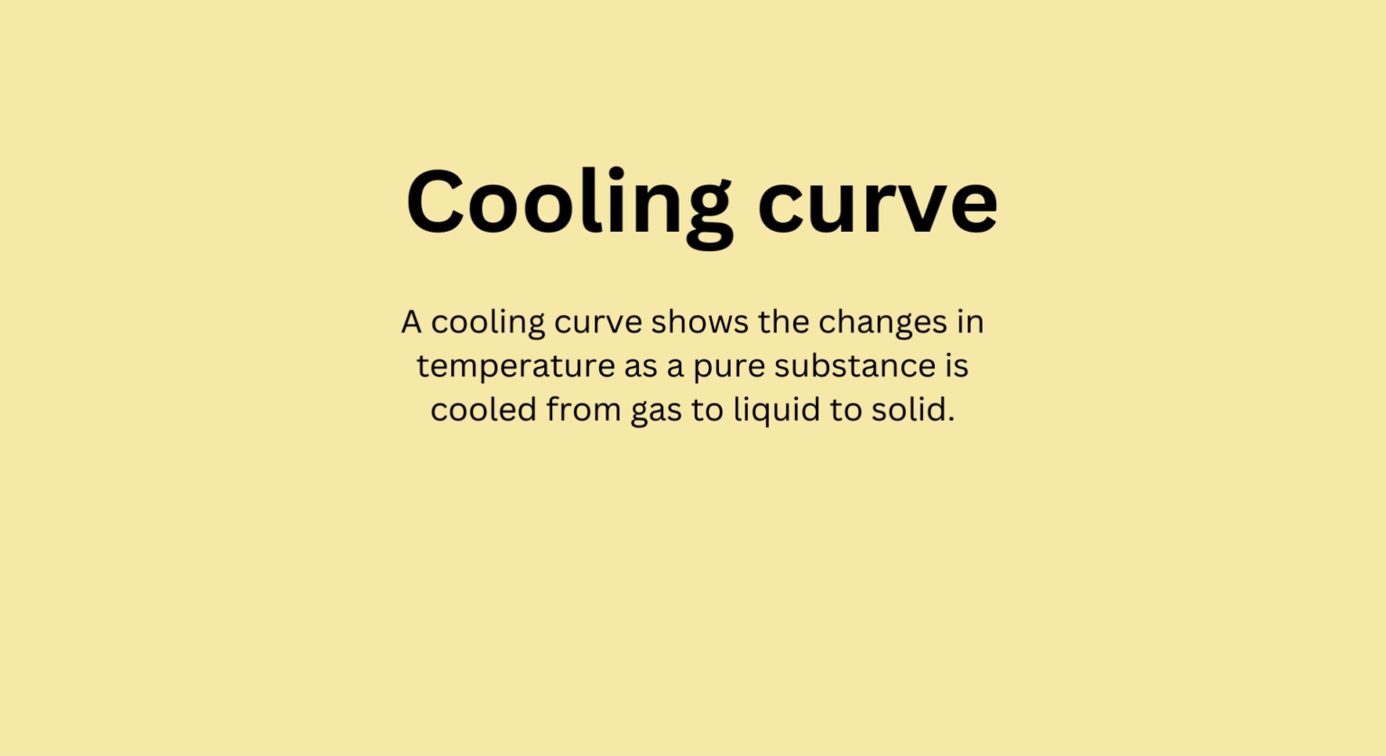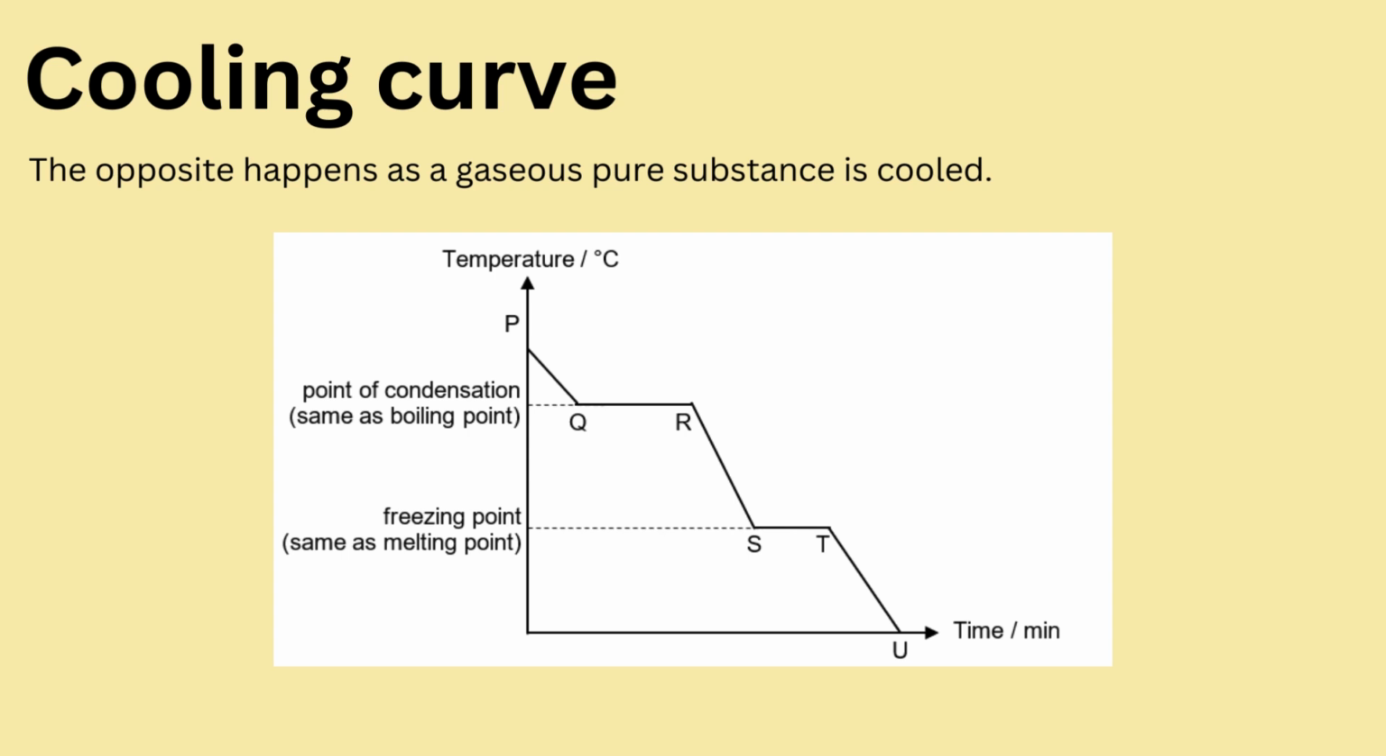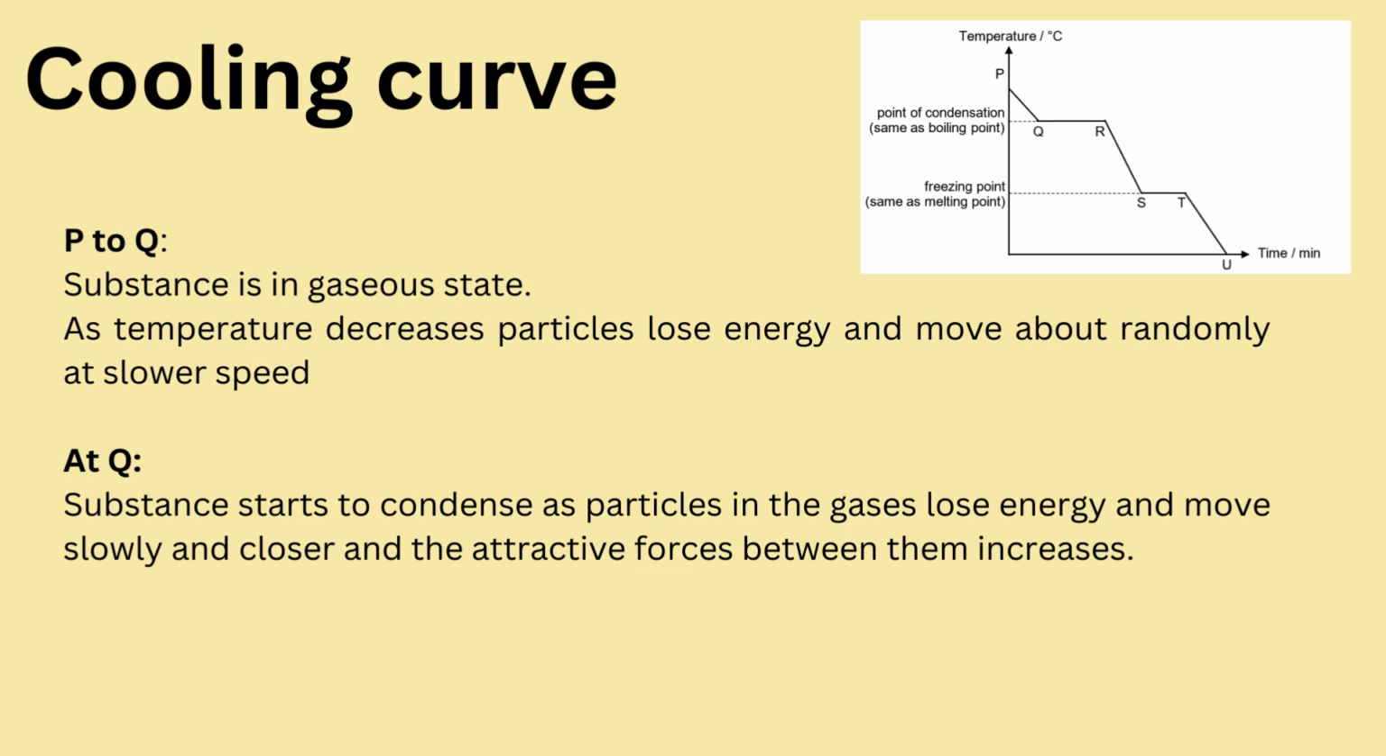Now, we proceed to look at a cooling curve, which shows the changes in temperature as a pure substance is cooled from gas to liquid to solid. At P to Q, substance is in gaseous state, and as temperature decreases, particles lose energy and move about randomly at slower speed. At Q, substance starts to condense as particles in the gases lose energy and move slowly and closer, and the attractive forces between them increase.